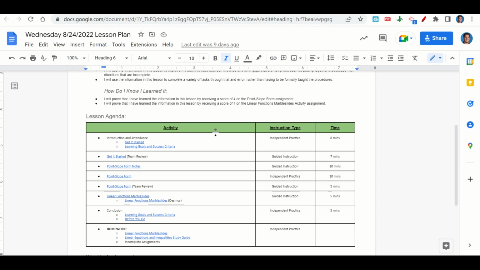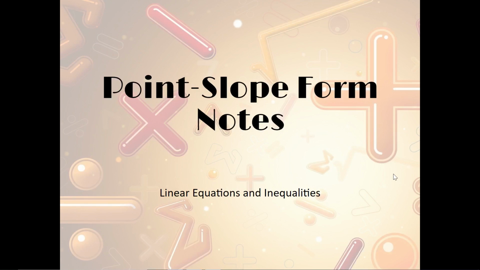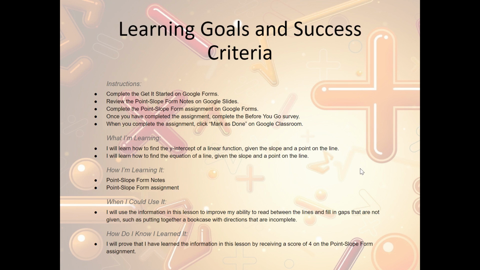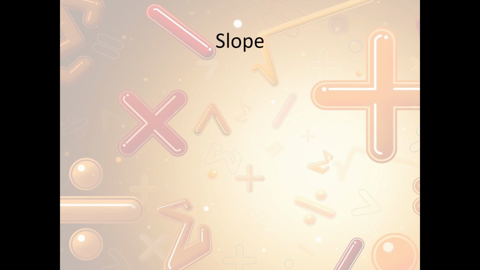At the end of class, we'll go back over our learning goals and success criteria while you fill out your before you go. Your homework for tonight is to complete the linear functions marble slides activity and to continue working on the linear equations and inequality study guide and any incomplete assignments that you may have. Let's take a look now at the point slope form notes. We begin by taking a look at our learning goals and success criteria.